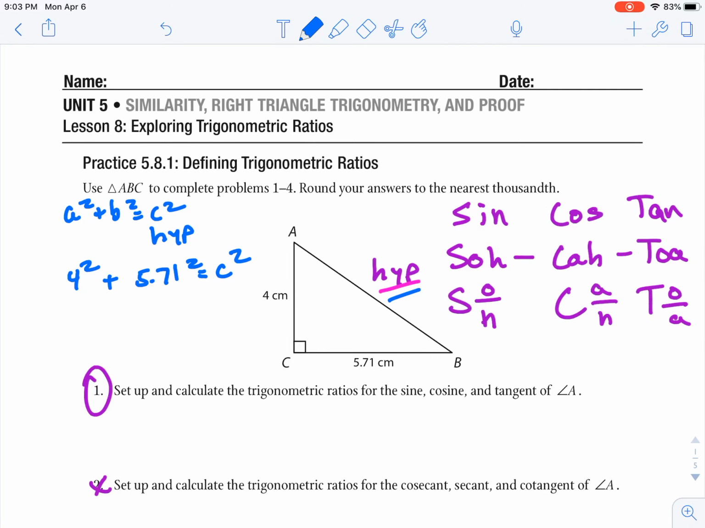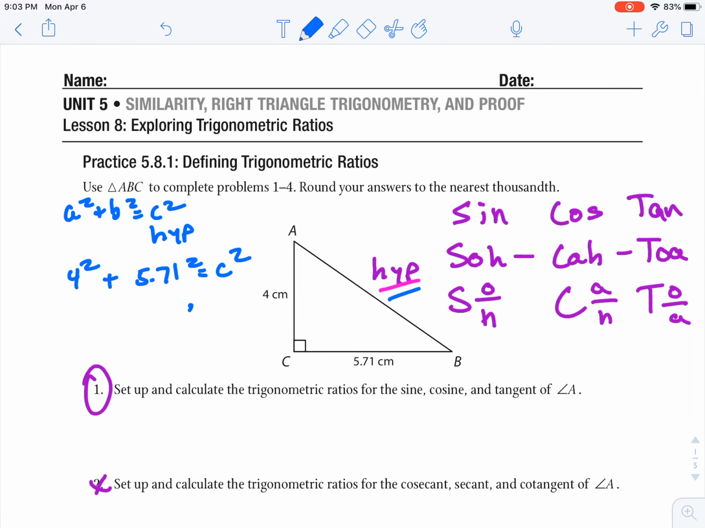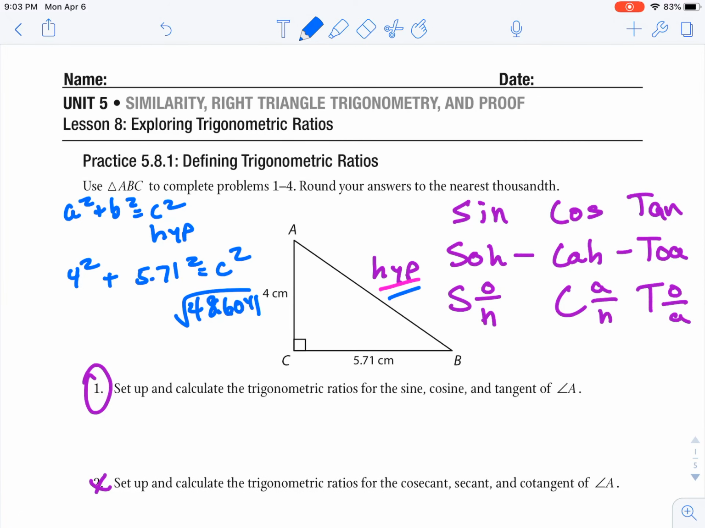So 4 squared plus 5.71 squared, that's 48.6041. I'm going to square root that. If it wasn't for doing this on video, I wouldn't even write that number down. I would just use my calculator and get 6.97. Let's round that to 7.0, instead of just 7, because if you say 7, then it's supposed to be exactly 7, whereas if you say 7.0, then you rounded it.